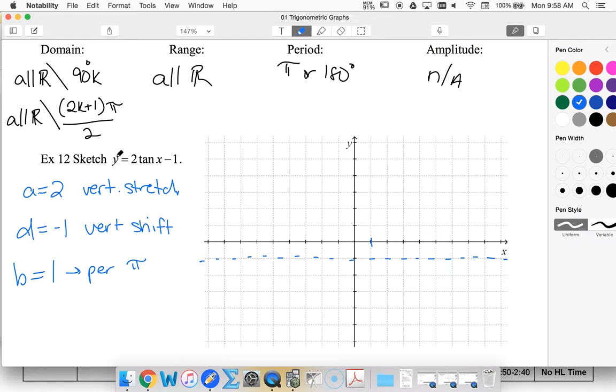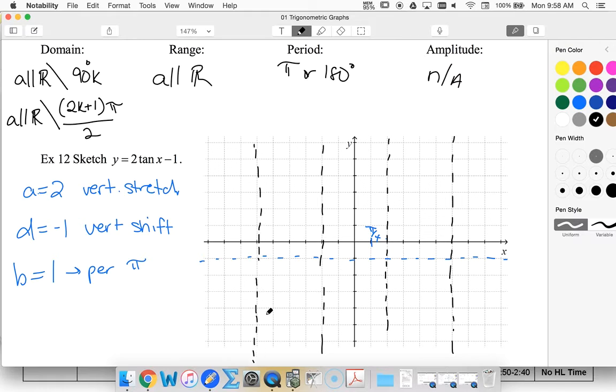So if we call this, we don't know how we're counting since x is not labeled as degrees, we're going to assume radians. So I'm going to call this pi over 4, and that means this is going to be pi over 2. So I'm going to put in my asymptotes. So pi over 2, and then negative pi over 2, 3 pi over 2, and then negative 3 pi over 2. So negative pi over 2, pi over 2 here.